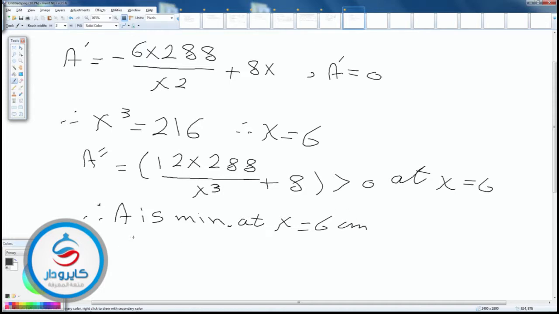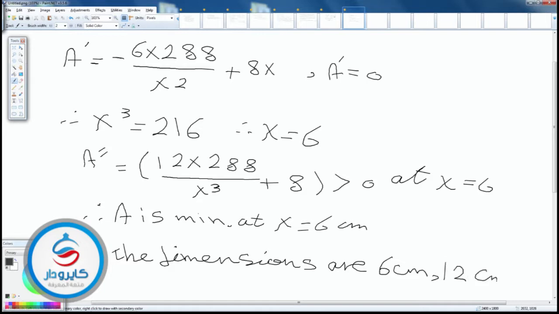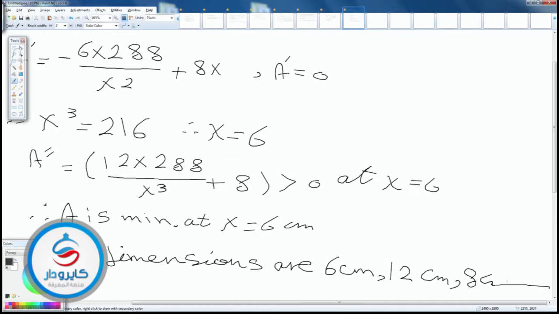Therefore, the dimensions of the rectangular parallelepiped are 6 centimeters, 12 centimeters, and 8 centimeters.